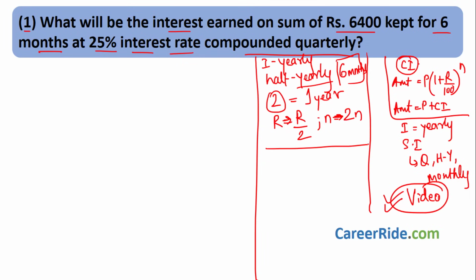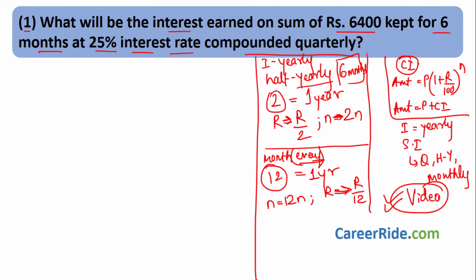Now next, say interest is calculated every month. Every month means how many months are there in 1 year? 12 months. So there are 12 time periods of 1 month duration in 1 year. So the time period will become 12 times and the rate of interest would be simply r by 12, right? So when we are calculating interest compounded monthly, there would be 12 time periods in 1 year, since each is of duration 1 month. So the time period will be 12n and the rate of interest would be r by 12.